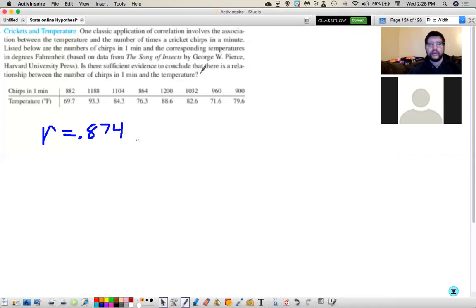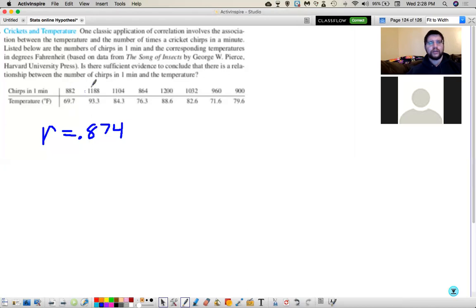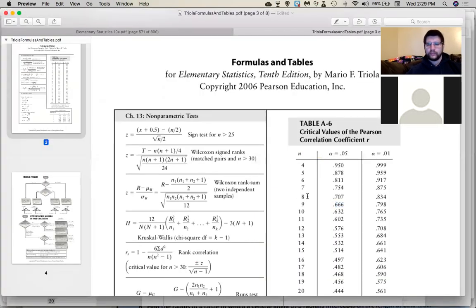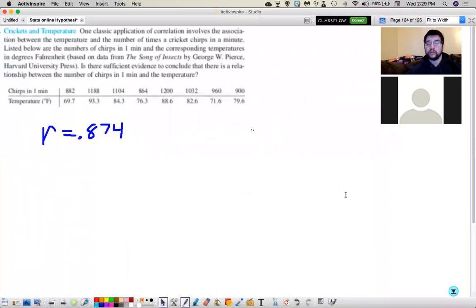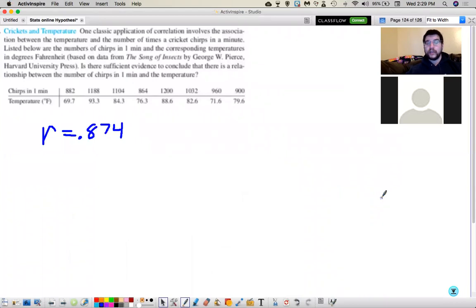And we're going to compare that. We don't have an alpha value, so let's just see. Wait, how many data values do you have? 1, 2, 3, 4, 5, 6, 7, 8. We have 8 pairs of data. Okay, so at alpha 0.05, we just need 0.707. So it's good for 0.05 significance. For 0.01, it's 0.834. Still good. So yeah, there's a significant correlation between the temperature and the number of chirps for a cricket. And whoever was bored enough to count those cricket chirps, I don't know, maybe you're in quarantine.